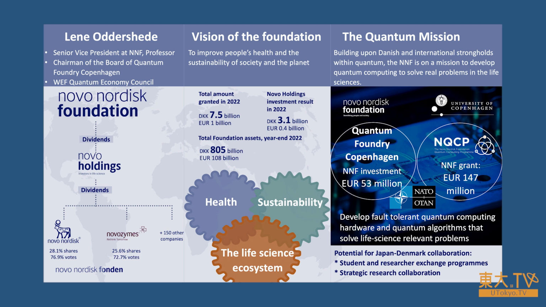The companies which you see below here, there are actually 160 of them. The dividends from the companies go to Novo Holdings, and the dividends go to the foundation. And then those of us who work in the foundation use part of this to support research and also to support social and humanitarian purposes around the world.